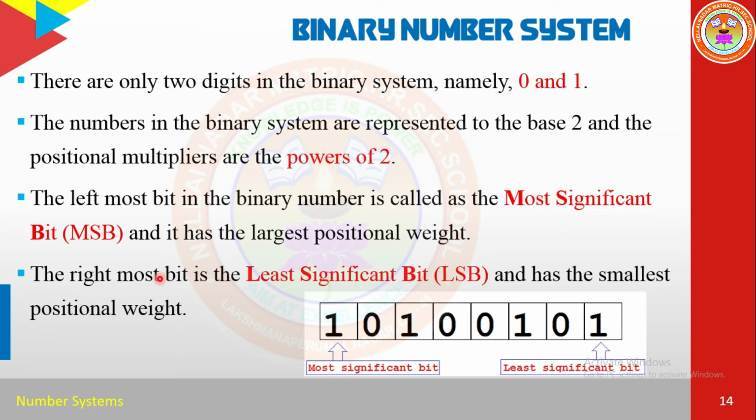Then next, what is LSB? This is LSB. That is the rightmost bit value. The first right hand side value should be called the least significant bit, that is LSB.